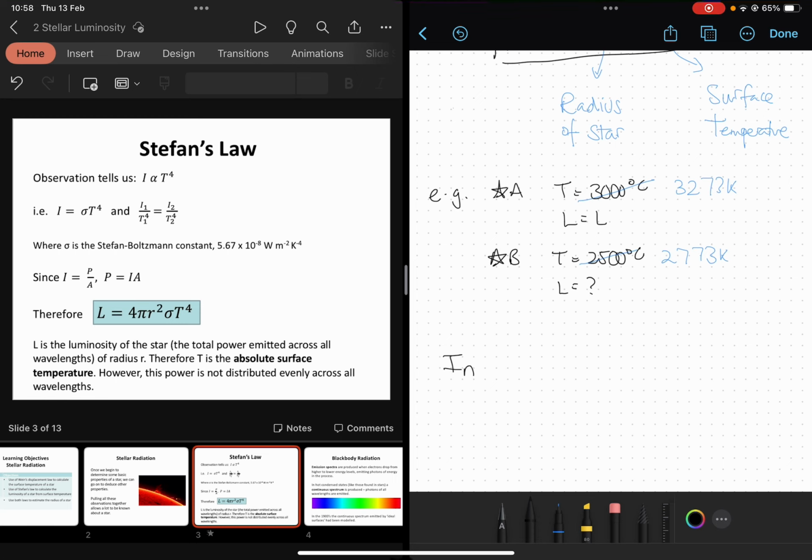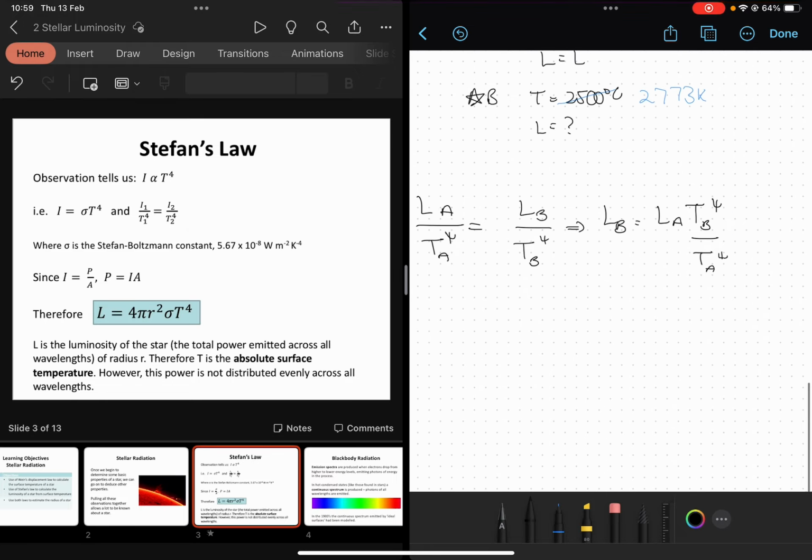So the luminosity of A over the temperature of A raised to the power of 4 is equal to the luminosity of B divided by the temperature of star B raised to the power of 4. And it's the luminosity of B that we would like expressed in terms of the luminosity of A. So if I rearrange that accordingly, we get that. Substitute in the data.